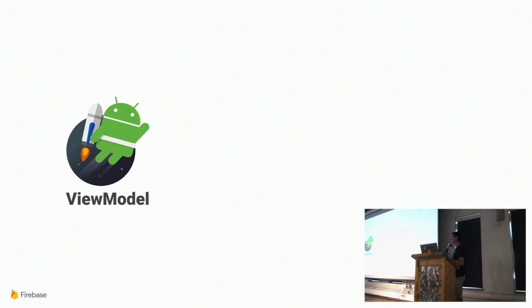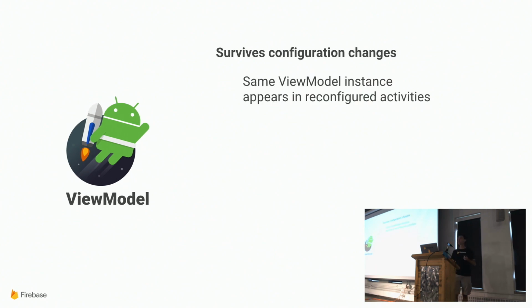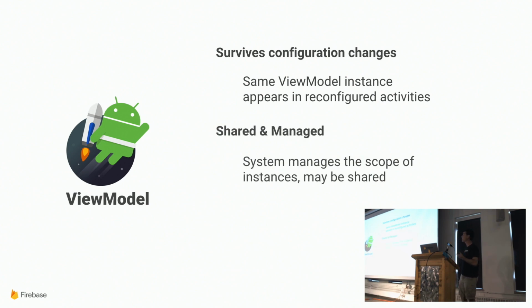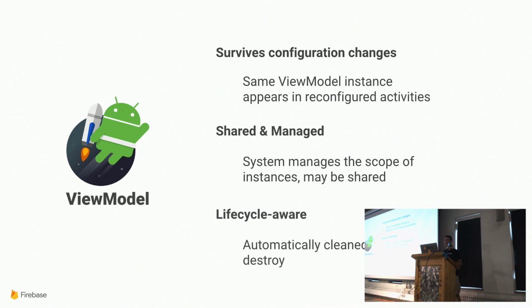So that's where ViewModel comes in handy. ViewModel is another Jetpack architecture component that survives configuration changes. That's its whole reason for existence, to be available once at the first instance of your activity and then persistently available as you go through configuration changes. They are shared and managed, so the system manages these things. You don't create one, the system creates one for you. And they're also lifecycle aware, so they're automatically cleaned up on the final destroy. So if we know the activity is never going to come back, that's this component's clue that it should just go away and be garbage collected.